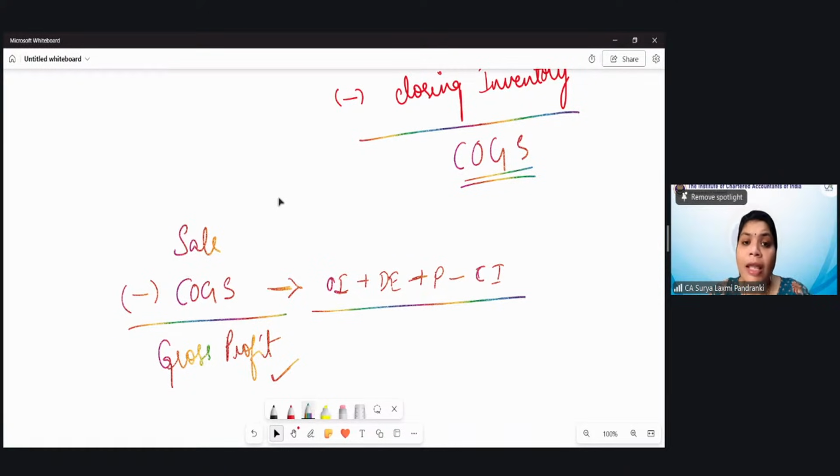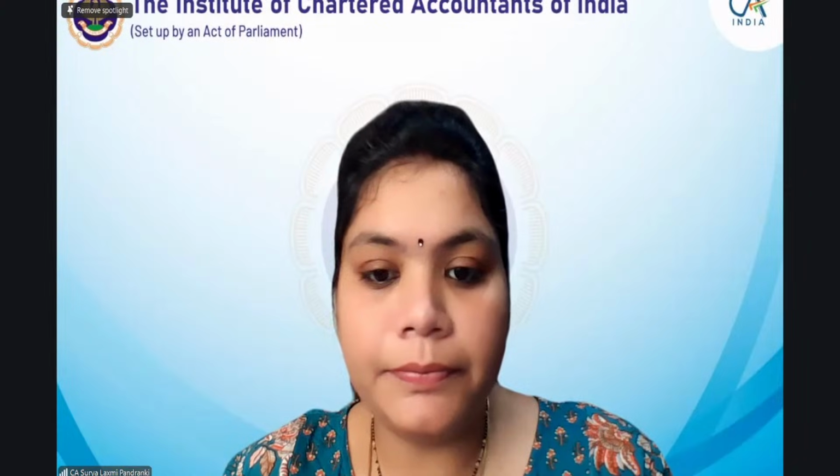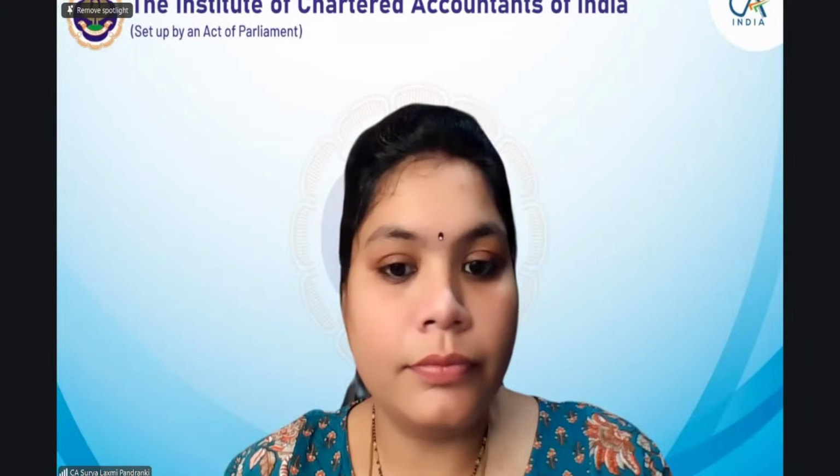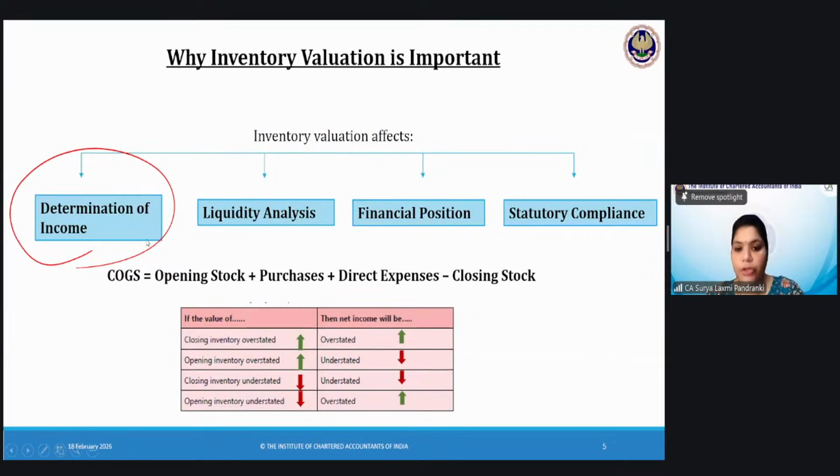Now, like I was mentioning, I'll go back to the PPT. Yeah. So I was mentioning the COGS formula, right? Opening stock plus purchases plus direct expense minus closing stock. This will tell you how important the stock or the inventory is when you are doing the inventory valuation or when you're doing the gross profit calculation.